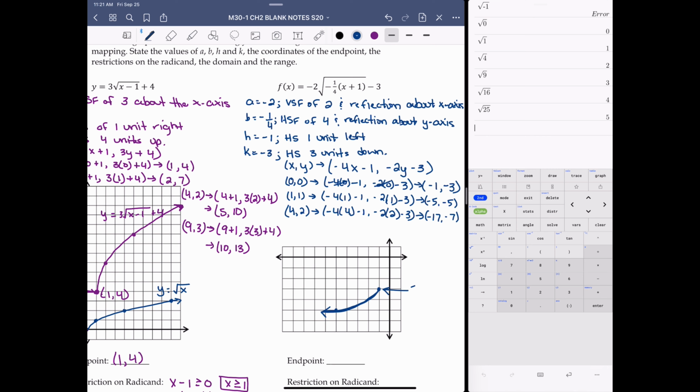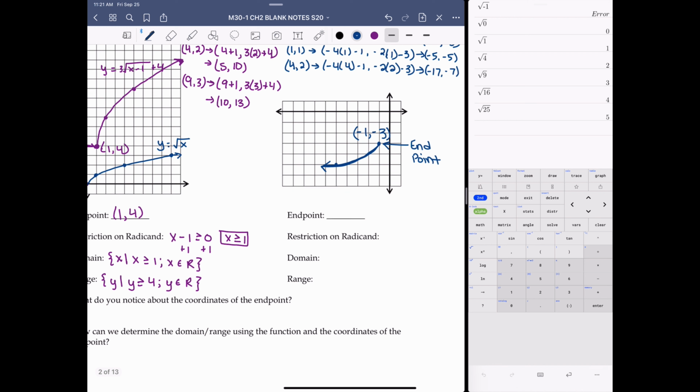This is our end point, which is at -1, -3. Let's fill in the information below. Endpoint, -1, -3. Restriction on the radicand.